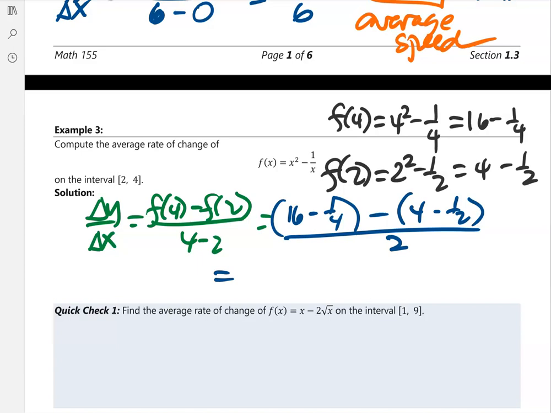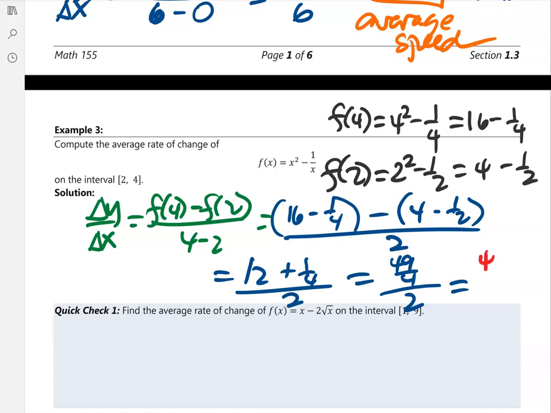And 16 minus 4 is 12. Negative, negative is positive. Negative 1/4 plus 1/2 is 1/4, over 2. And you simplify this. 12 plus 1/4: 4 times 12 is 48 plus 1 is 49 over 4. Then all over 2. Get the reciprocal of this, 2 over 1, so it is going to be 49 over 8. So that is the answer, the average rate of change of f of x.